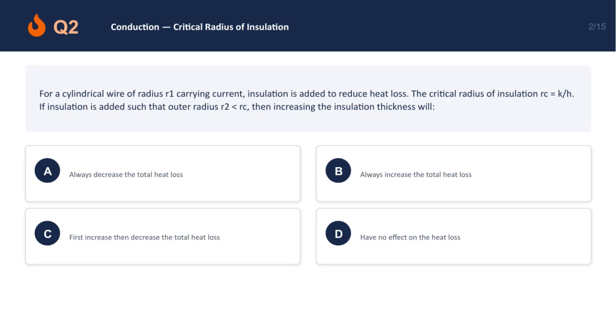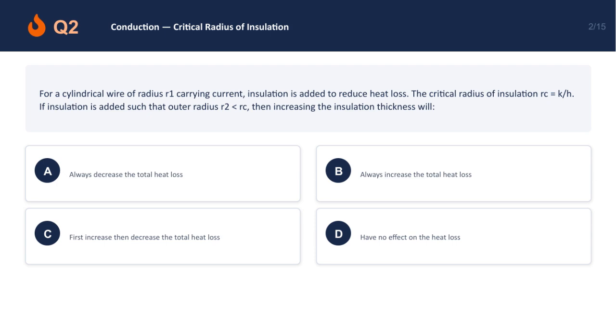Let's talk about the concept of the critical radius of insulation for a cylindrical wire carrying current. When we add insulation to reduce heat loss, there's a specific critical radius, denoted as RC, which equals the material's thermal conductivity divided by the convective heat transfer coefficient. Now, if the outer radius of the insulation, R2, is less than this critical radius RC, something interesting happens. Adding more insulation in this case actually increases the total heat loss rather than decreasing it.